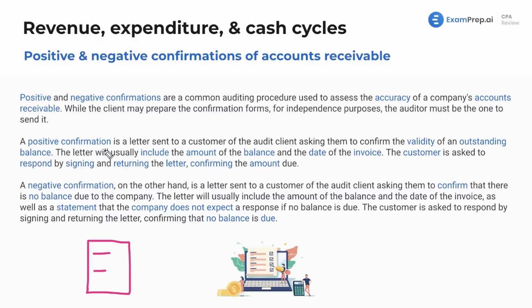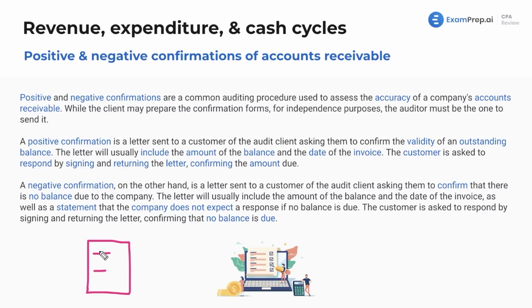Now, a positive confirmation is a letter sent to the customer of the audit client asking them to confirm the validity of an outstanding balance. Here it could say, hey, it says you owe us $1,000, confirm that. Or it could actually leave this blank. The difference, and we'll talk about this more, is that if the letter says you owe us $1,000, please confirm that, it's easier for the customer to just say, oh yeah, I owe you $1,000, sure, and send it back. However, if you leave this blank, the customer has to write in how much they owe you. That's going to be more accurate because it's more work for the customer.